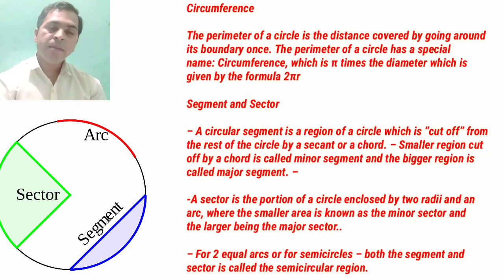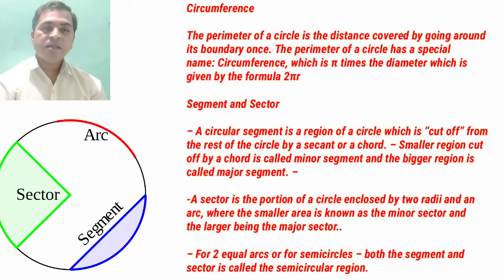We know that the diameter divides the circle into two parts, and those two parts we can call semicircle sectors. So students, for two equal arcs of a semicircle, both the segment and the sector are called a semicircular region, right students? In this slide we have discussed the circumference, the path length of the circle. The value of the circumference is 2 pi r.